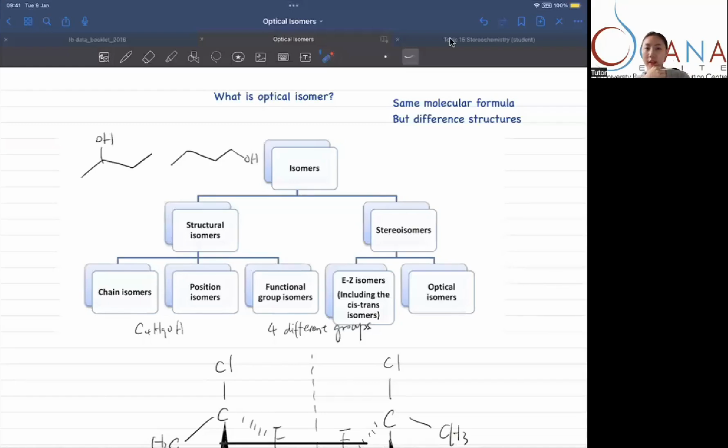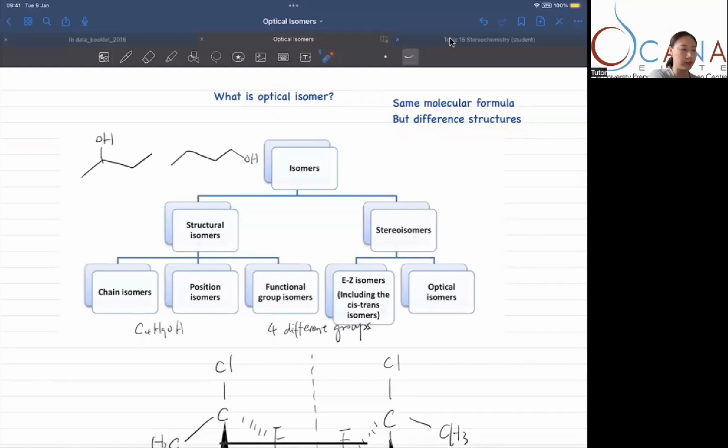Hi guys, today let's try out some exam-style questions related to optical isomers. First of all, let's figure out what optical isomers and optical isomerism are. So when we talk about isomers, it means organic compounds with the same molecular formula but different structures.